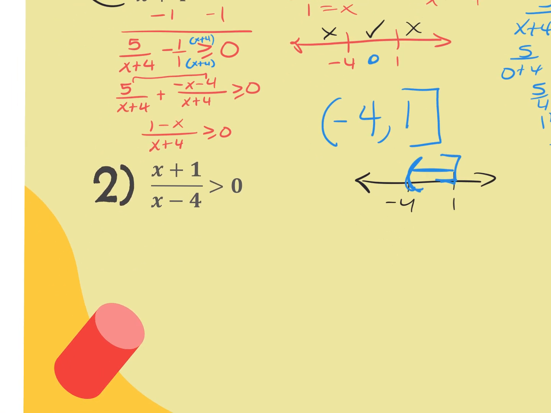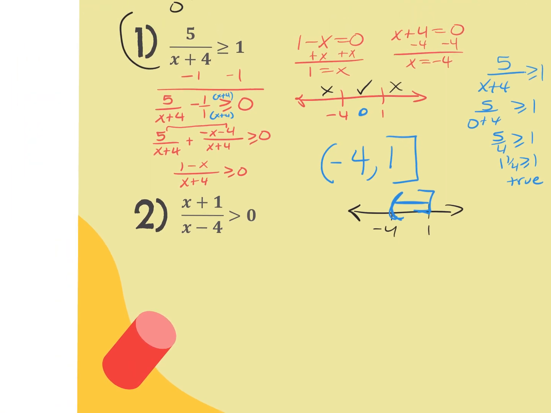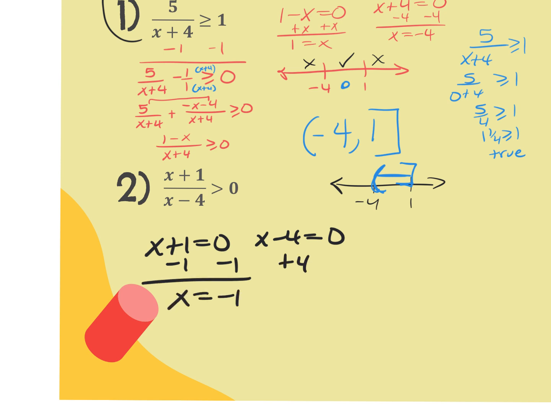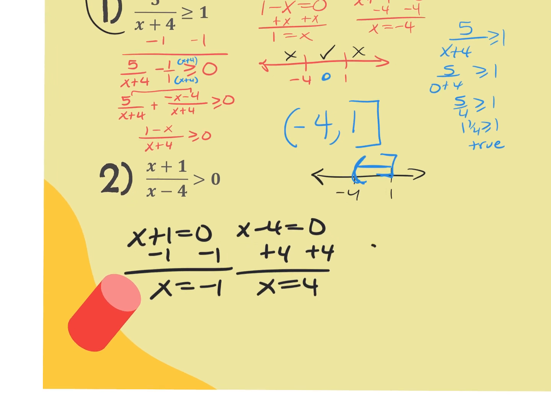So let's try the next one. It's already set for me. So I'm going to go ahead and just set my numerator equal to 0 and my denominator equal to 0. Add the 1, x equals -1, add the 4, x equals 4. Let me set up my number line.